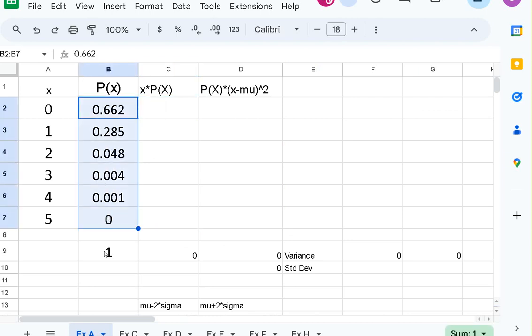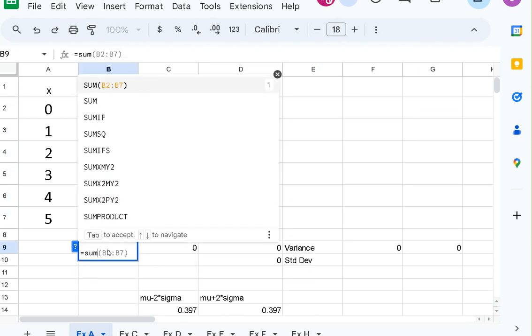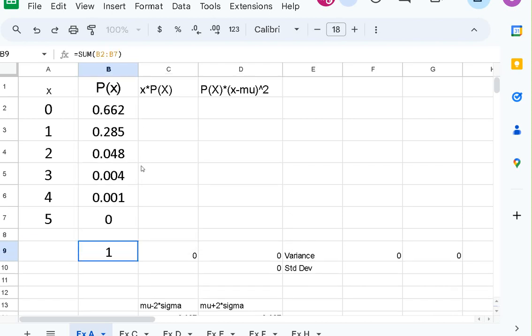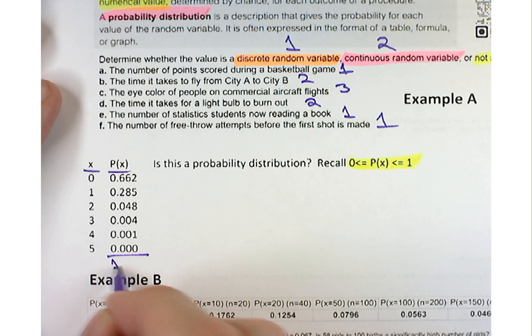And that's actually already put in here for you. If you had to do that for yourself, you would hit equals and then sum, and it's suggesting something, and it works good for me. B2 to B7, and that total is 1. So yeah, this is a probability distribution. This is a nice valid way to describe what could happen.